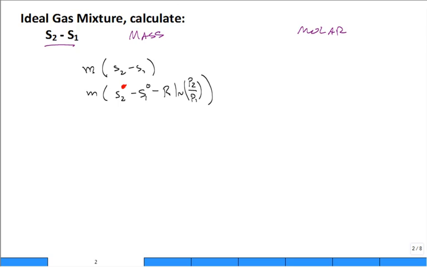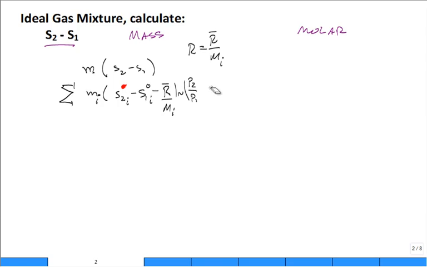Now, if you had multiple components, wouldn't you just do a sum over each component? And then I have to come in here and I have to say the S2I, the S1I, this R, I don't know if there's a subscript. Is there an RI? I don't think so. But if R is equal to R bar divided by the molar mass, then yeah, I should do it that way. Put R bar divided by the molar mass, and then it is for that component I. Okay. And then I have this natural log of P2.